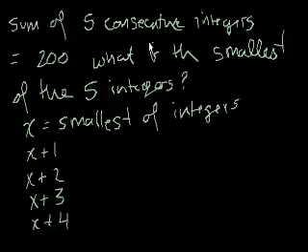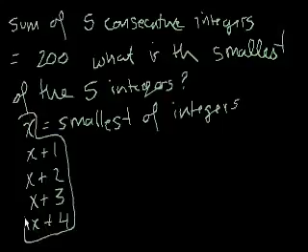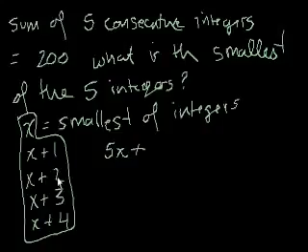And we know that the sum of these 5 consecutive integers is 200. Well, what is the sum of these 5 numbers or expressions? Well, let's see. We have 5 x's: 1, 2, 3, 4, 5. So x plus x plus x plus x plus x is equal to just 5x, right? Or you could just say 5 times x. And then that's plus 1 plus 2 is 3. 3 plus 3 is 6. 6 plus 4 is 10. So the sum of these 5 integers is going to be 5x plus 10. All I did is add up the x's and then add up the constants. And we know that that is going to equal 200.